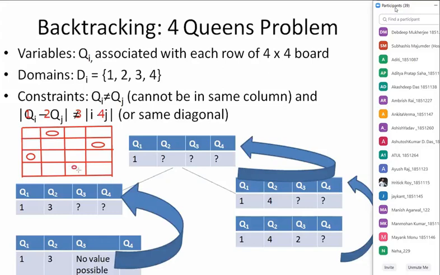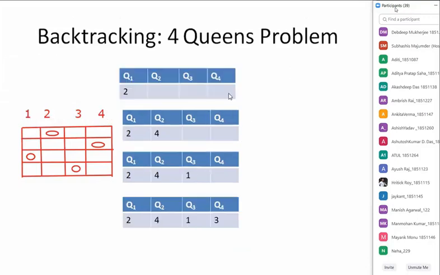This one turns out to be a solution. Good. Now let's stop annotation. So q1 is 2, q2 is 4, q3 is 1, and q4 is 3. This is a possible solution.